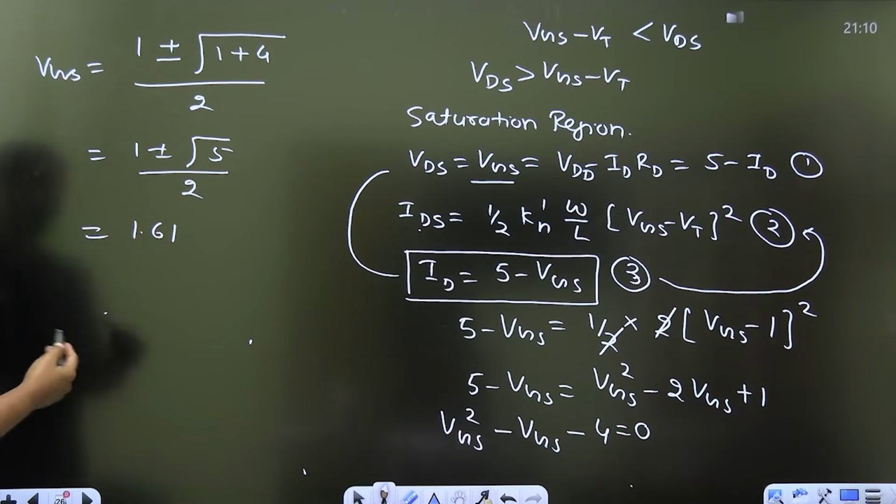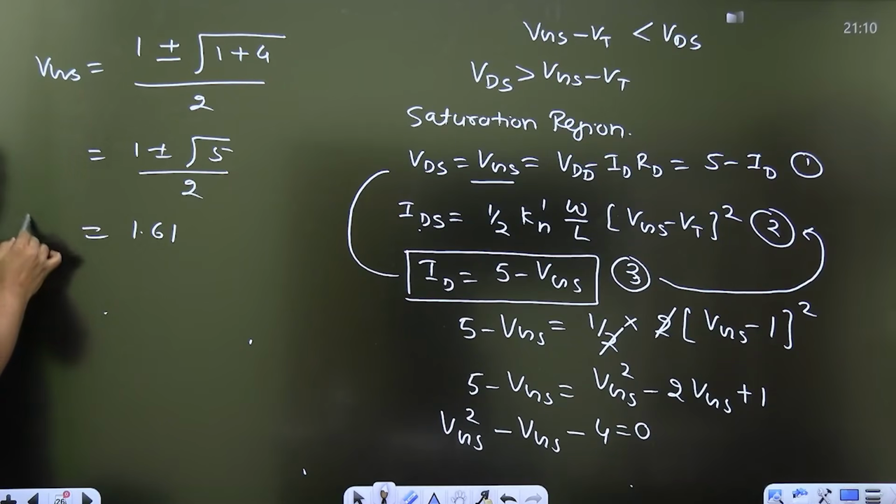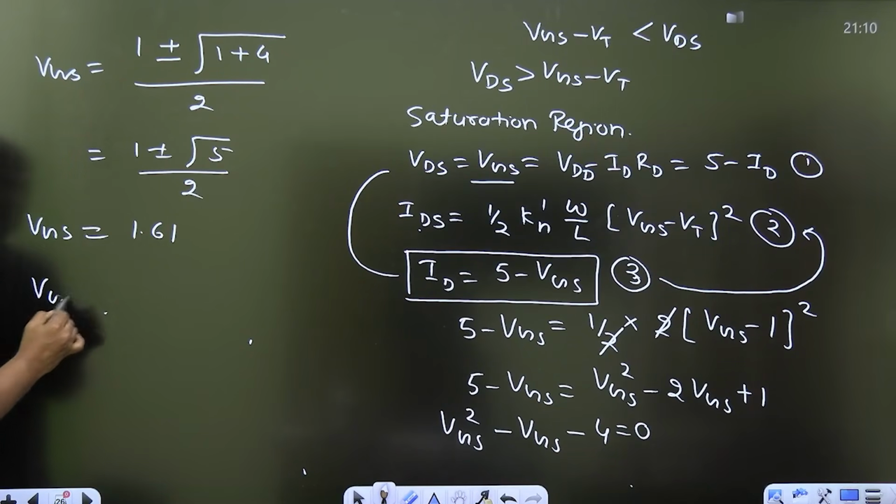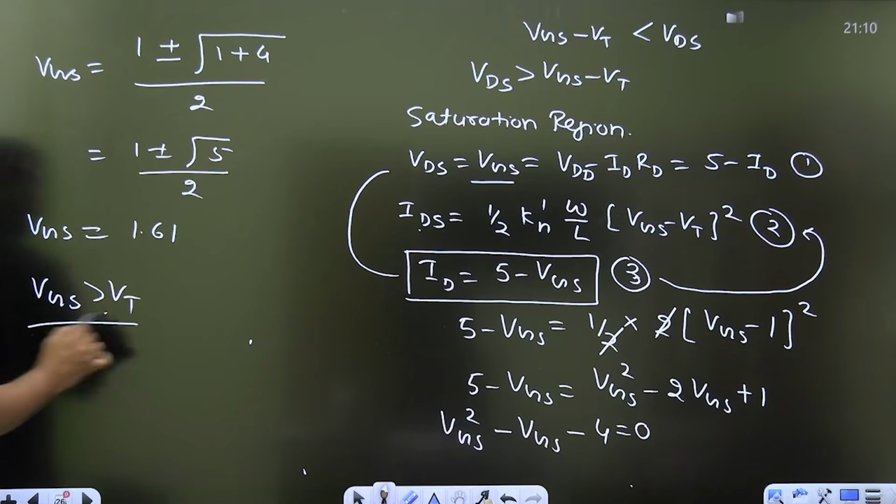But once you get the negative value, guys, it will be less than the VT. Always remember VGS should be greater than what? VT. And that's why that will be the answer.